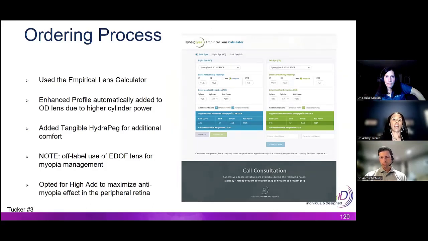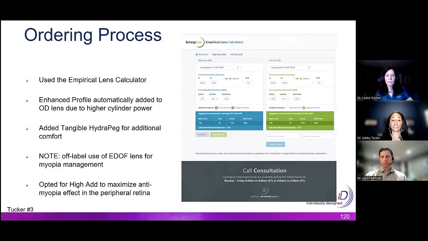So I did have to mention to the parent, and I'm mentioning to you, that this is an off-label use of the EDOF, but there is no reason why this lens really should be considered off-label. It's doing everything that we are looking for in myopia management. It's correcting the myopia, and it's giving an anti-myopia effect to the retina by giving that power that we need in the peripheral retina to prevent axial elongation.